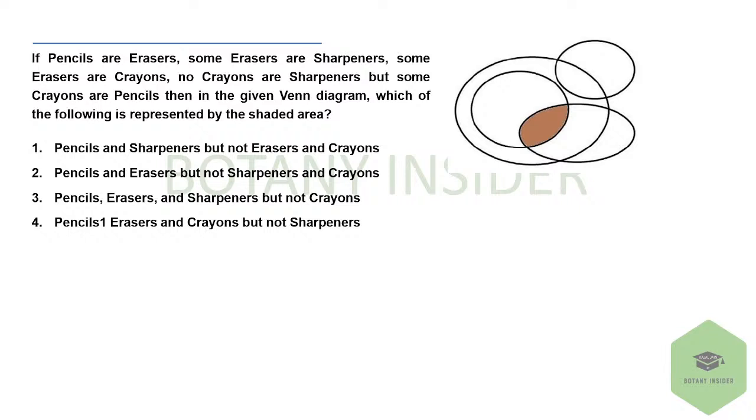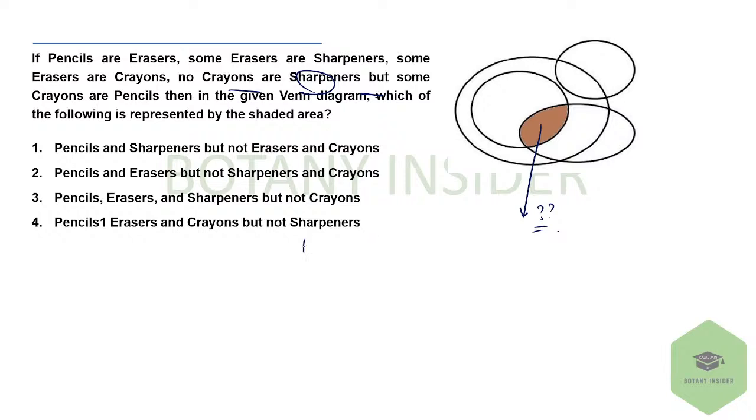Next question. This one is a general aptitude question. The question is, if pencils are erasers, some erasers are sharpeners, some erasers are crayons, no crayons are sharpeners, but some of the crayons are pencils, then in the given Venn diagram, which of the following is represented by the shaded area?